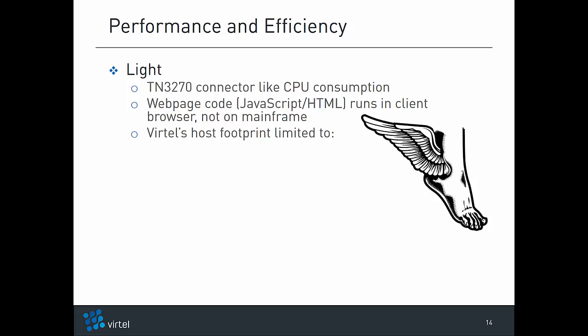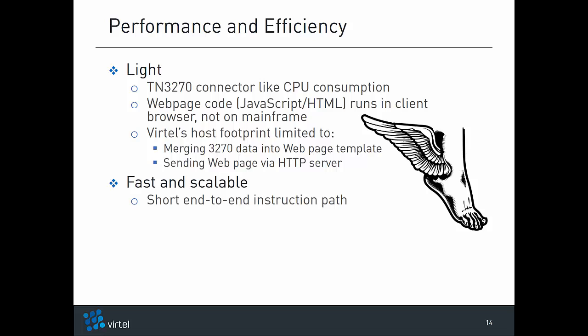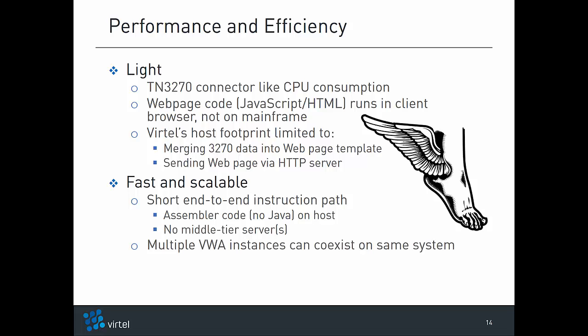Mainframe resources are only used to merge the 3270 data coming off VTAM into a predefined web page template, and to send the completed web page to the user via an HTTP server. When it comes to performance, Virtel Web Access typically outperforms traditional 3270 terminal emulators, especially those that use middle-tier servers, because it has a very short end-to-end instruction path. This is achieved by running only assembler code on the host, no Java, and using no middle-tier servers.